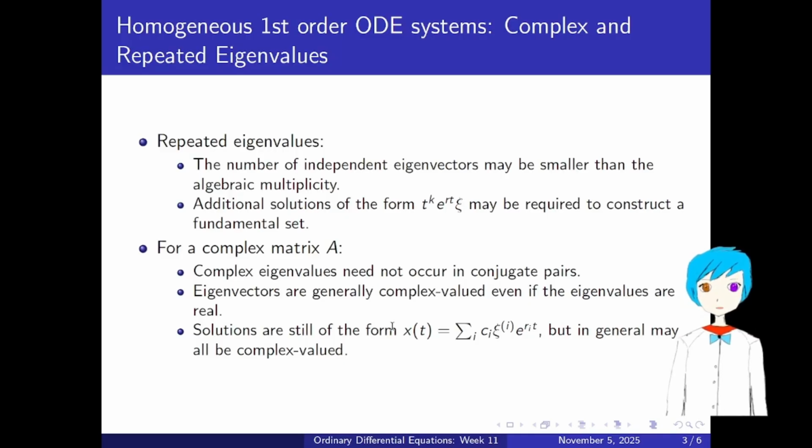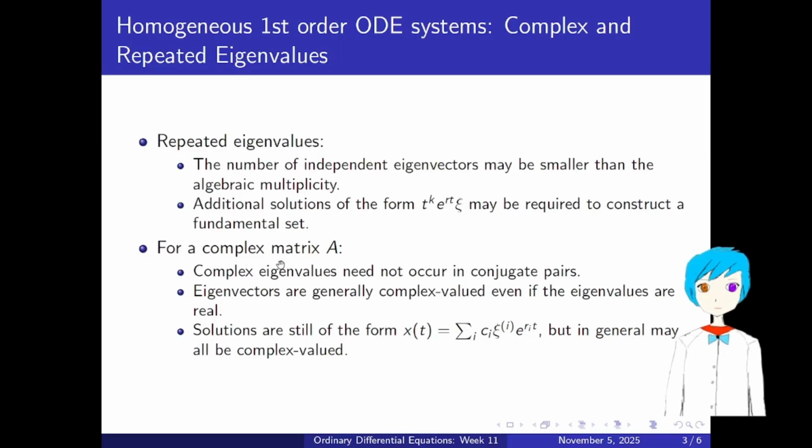So what if the matrix A has repeated eigenvalues? In that case, the number of independent eigenvectors may be smaller than the algebraic multiplicity. Additional solutions of the form t^k psi may be required to construct a fundamental set of solutions.